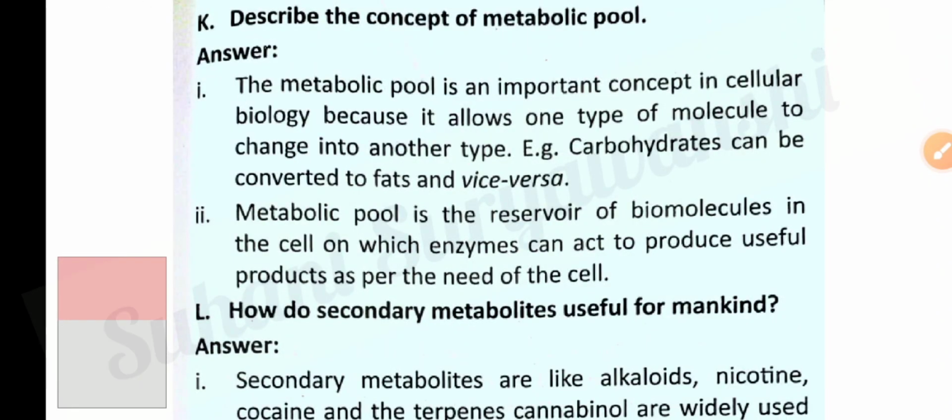After that, next, describe the concept of metabolic pool. The metabolic pool is an important concept in cellular biology because it allows one type of molecule to change into another type. For example, carbohydrates can be converted to fats and vice versa. Second, metabolic pool is the reservoir of biomolecules in the cell on which enzymes can act to produce useful products as per the need of the cell.